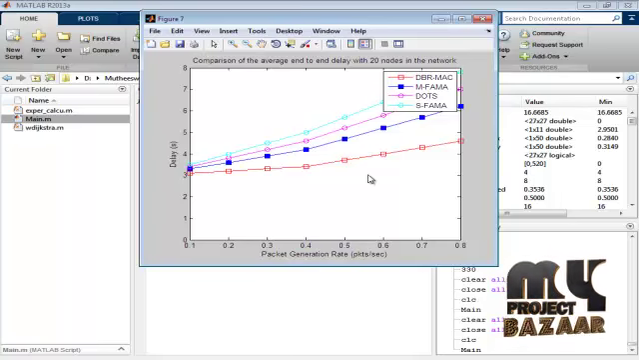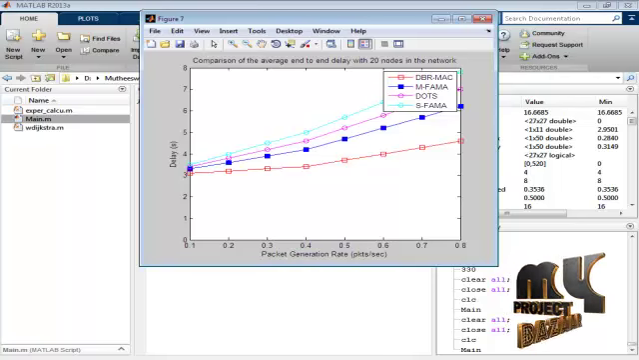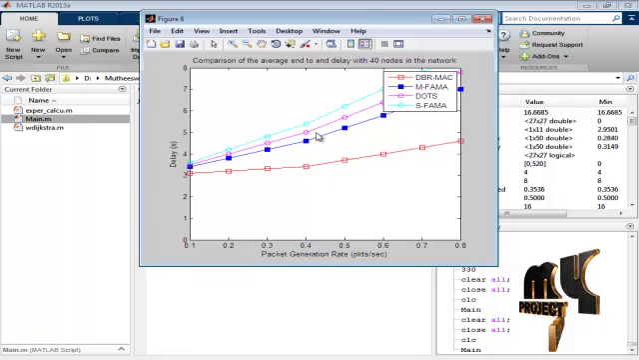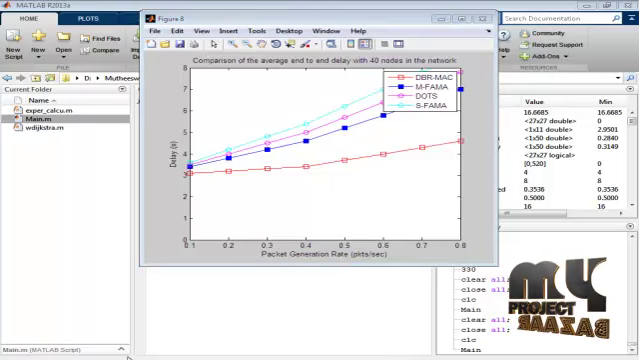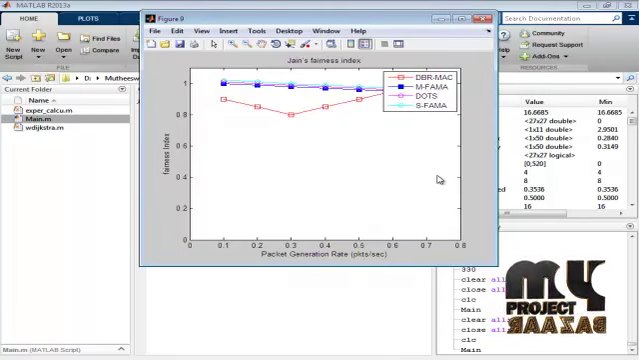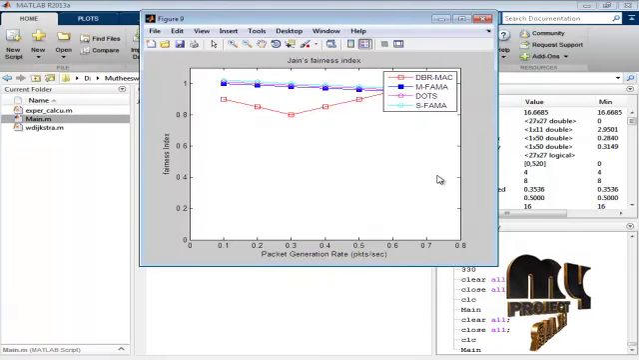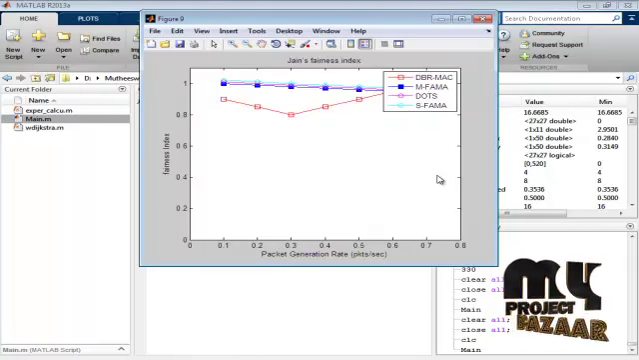Here the packet transmission delay has been analyzed for 20 nodes by varying the packet generation rate, and here we analyze the transmission delay for 40 nodes deployment by varying the packet generation rate. And here we analyze the fairness index by varying the packet generation rate for the existing and our proposed system. So far we deployed the underwater sensor nodes and performed the routing algorithm for underwater sensor nodes. Thank you.